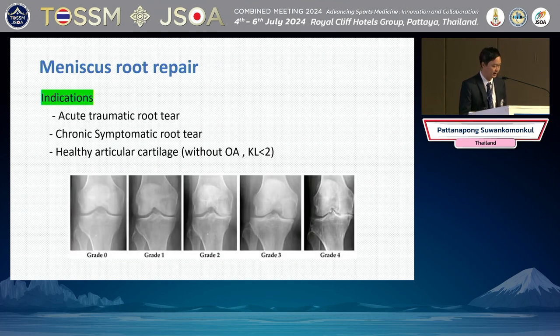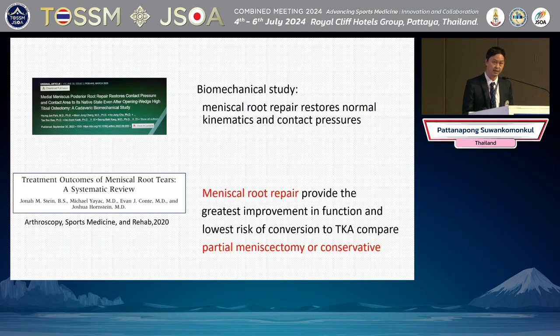So what is the indication for root repair? Acute traumatic root tear or chronic, symptomatic, but you make sure there is no OA, or KL less than 2. Two studies show this. The upper one is for the biomechanics: if you repair, you can restore the normal kinematics and contact pressure. The lower one shows that the repair group provides the greatest improvement of function and lower risk of conversion to TKA compared to the conservative group or partial meniscectomy.